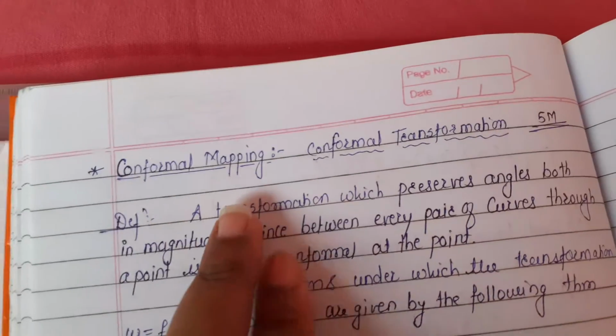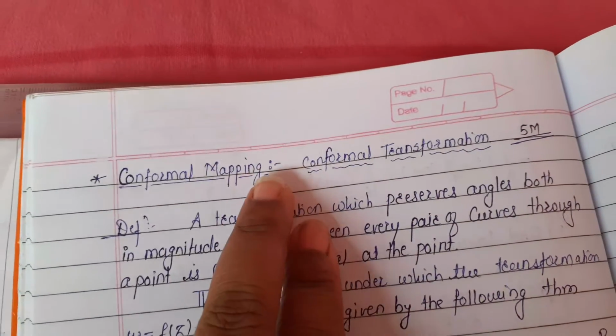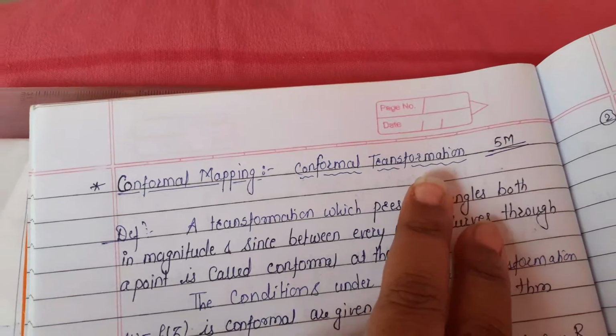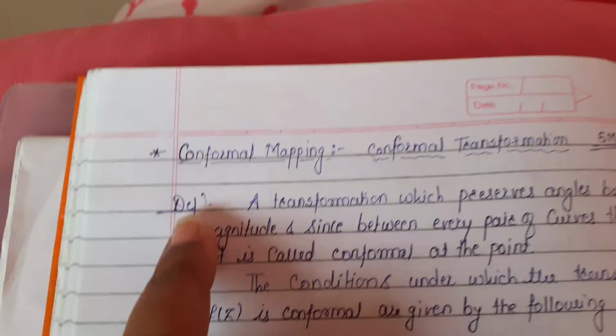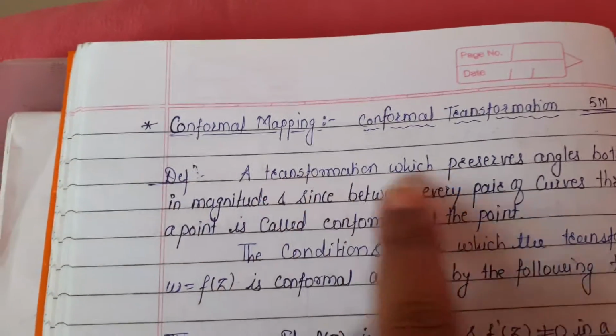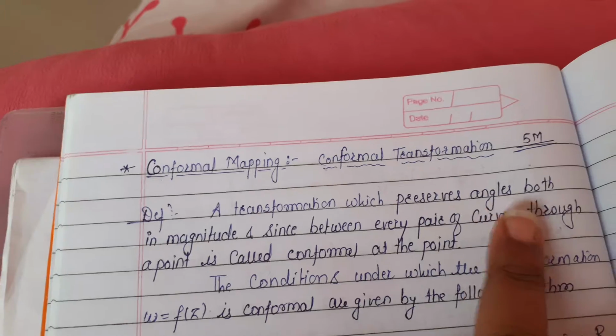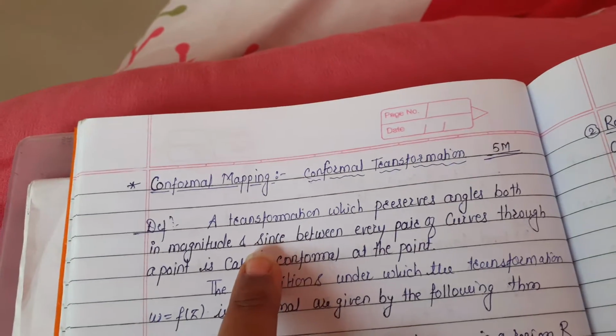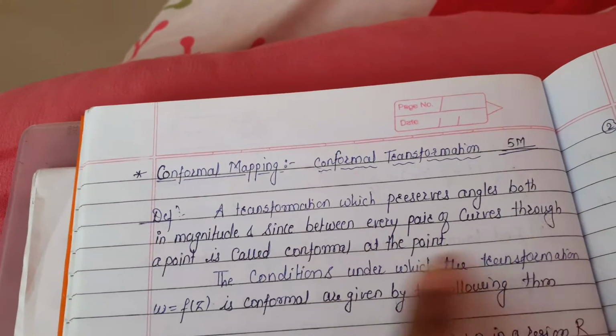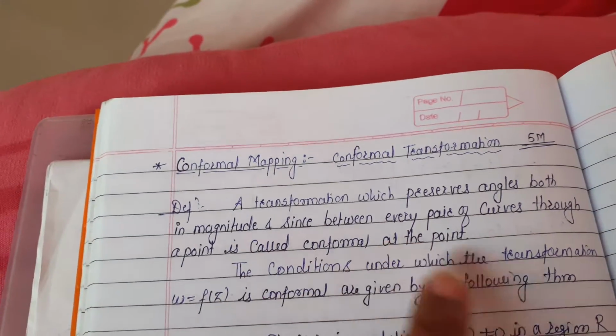Hello friends, today we start a new topic, conformal mapping or conformal transformation. This topic is for 5 marks. There are 4 different subtopics in this topic. First of all, we see the definition: a transformation which preserves angles both in magnitude and sense between every pair of curves through a point is called conformal at that point.